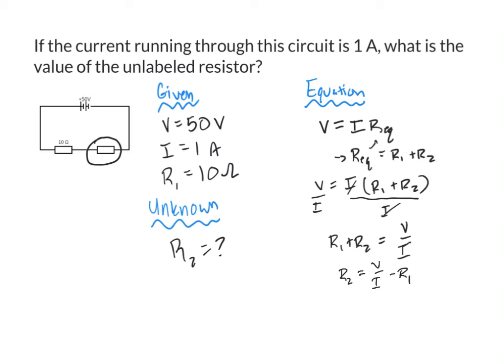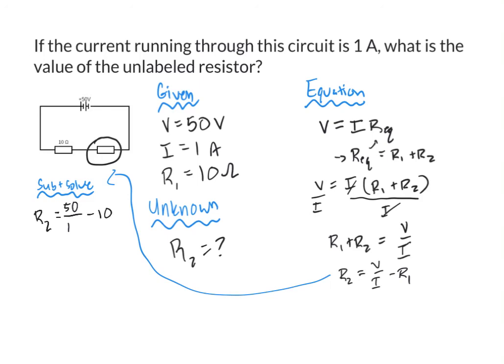From here, it should be pretty quick to substitute and solve. I'm going to leave R2 as is, and plug in all of my givens. So V is 50 divided by my current, which is 1, minus R1, which is 10. And that gives me R2 is equal to 40 ohms.